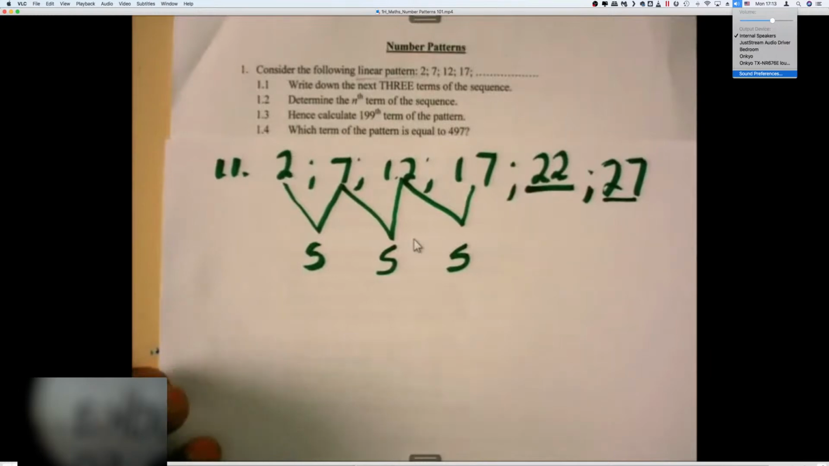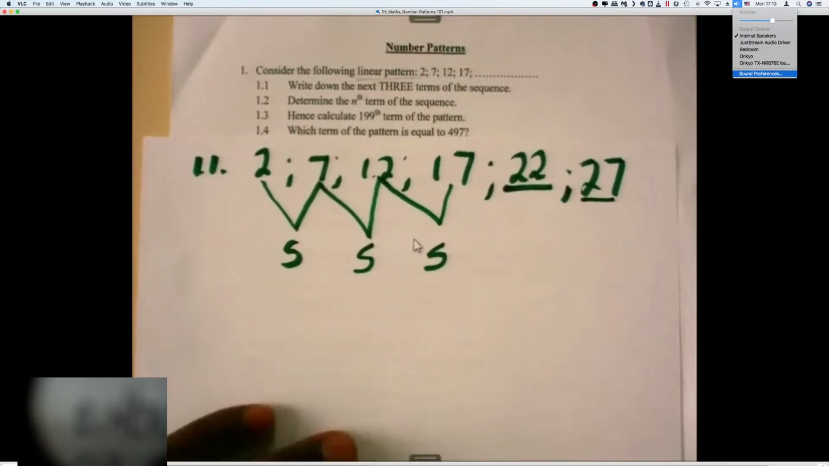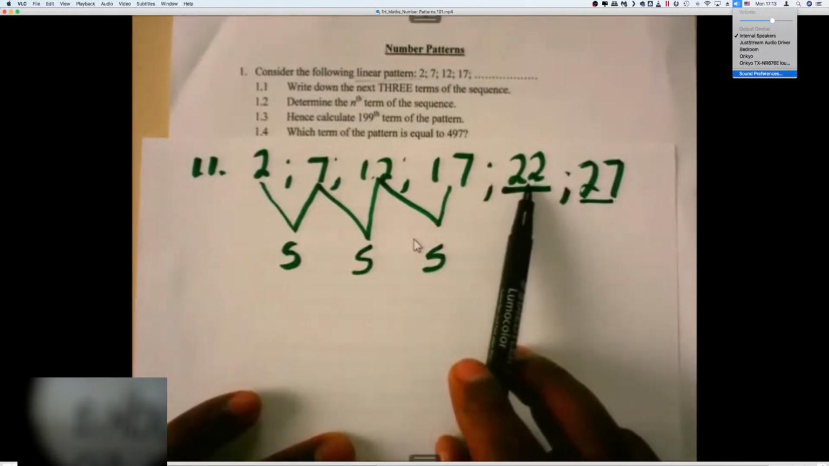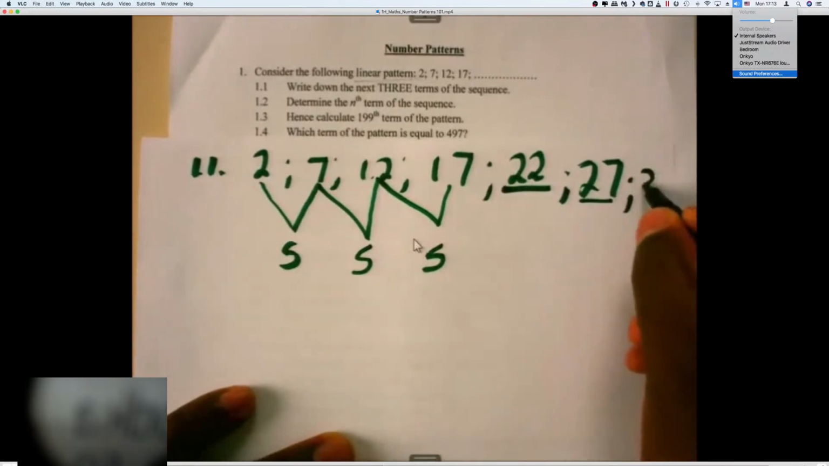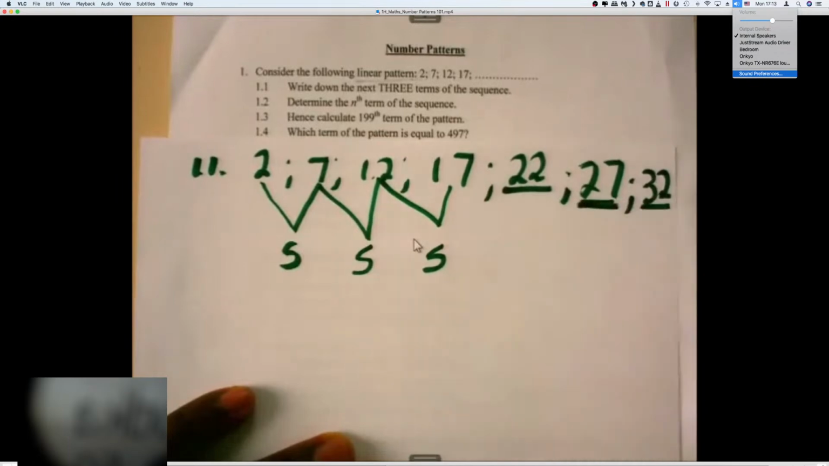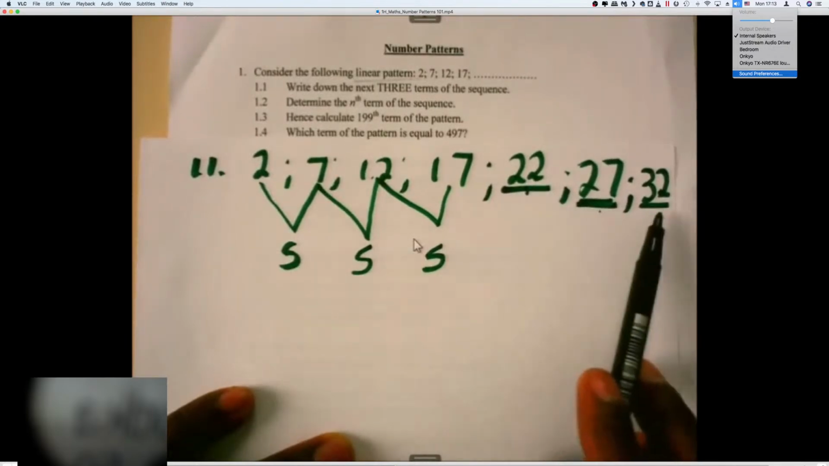What does that mean? The question, 1.1, states, write down the next 3 terms of the sequence. So how do we do that? We have realized that the common difference is 5. So we keep on adding the common difference. 17 plus 5 gives us 22. 22 plus 5 gives us 27. 27 plus 5 will then give us 32. So the next 3 terms of the sequence will then be 22, 27, 32.